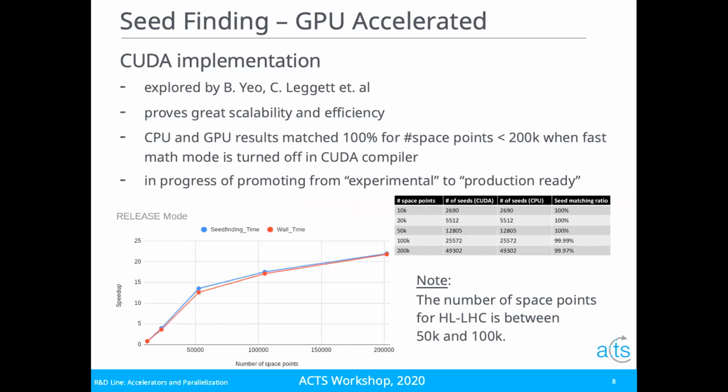The CUDA implementation proves great scalability and efficiency. The CPU and the GPU results matched 100% for a number of space points smaller than 200,000, which is a relevant number for the next high luminosity estimates. What you can see in the table is the validation results. The number of seeds produced by the CUDA code and the number of seeds produced by the CPU code is identical, and the seed matching rate ratio is almost 100%. The small differences that you see here are due to the rounding precision of the CUDA compiler. Since the results of this code are very good, it is in the process of being promoted from experimental to production ready.